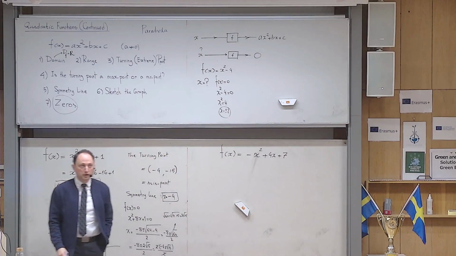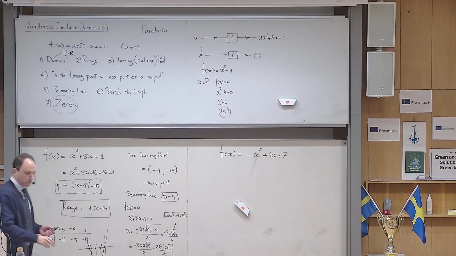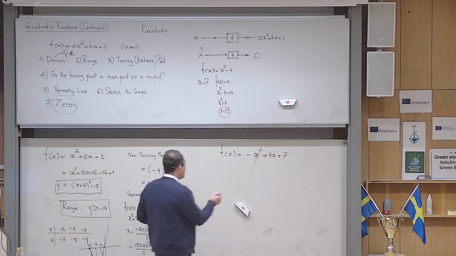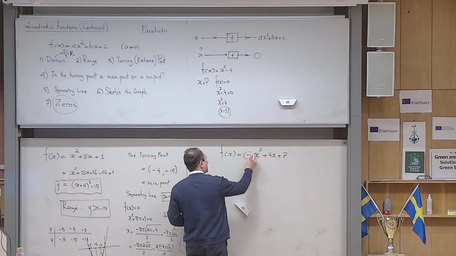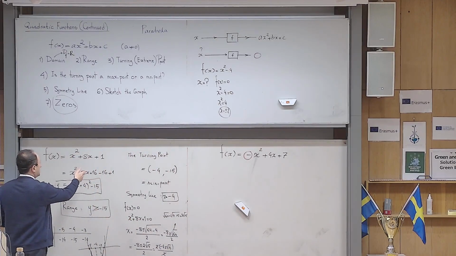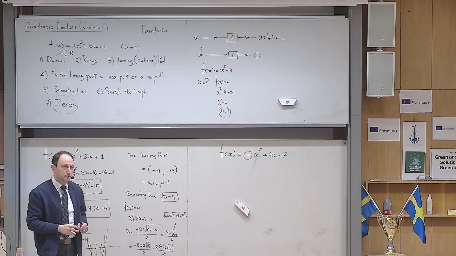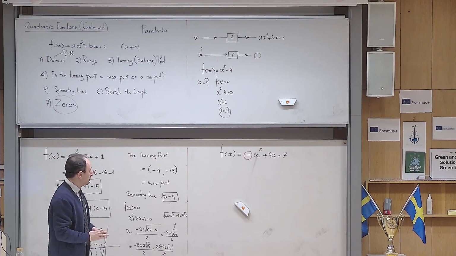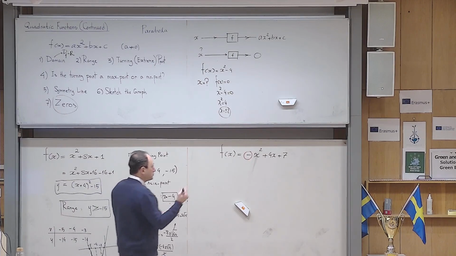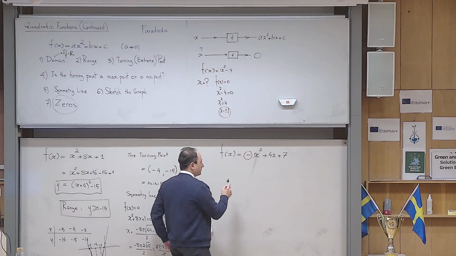Okay, we want to answer the same questions for this function. I want to emphasize what the main difference is. The main difference is this negative sign. The other negative signs were not that important. You remember we had negative signs here. That was not that important. But this negative sign is important. Okay, there is only one more step you have to do. You have to pull out the minus sign first.